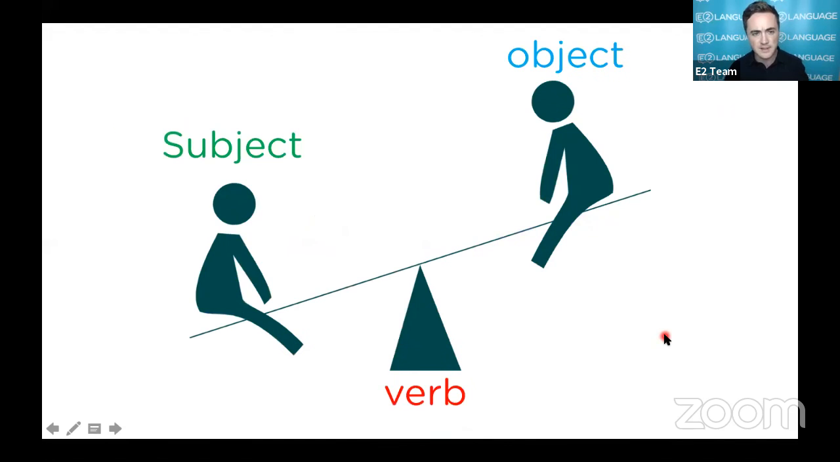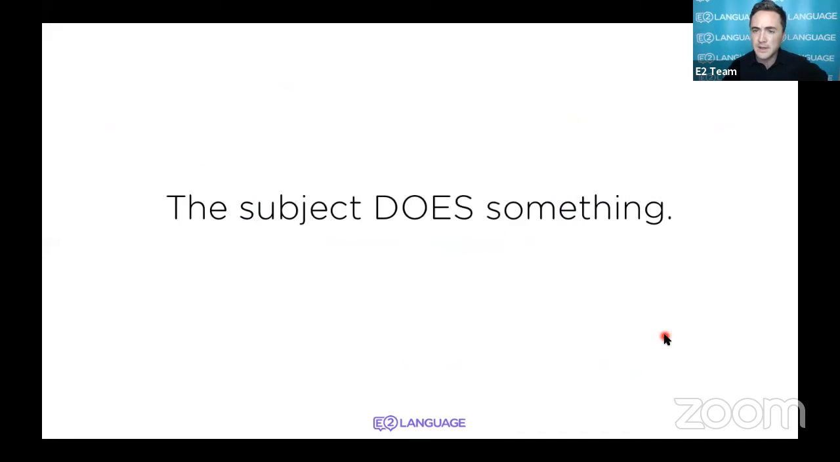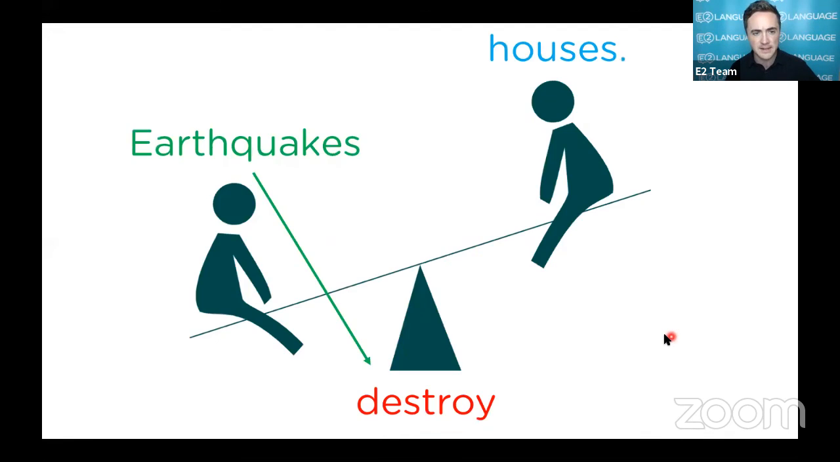So active sentences, well, we know this now. We know that subject, verb, object is the structure in English, right? And we know that the subject does something, okay? So the subject does something. For example, earthquakes destroy houses. Here's the subject, and it's doing something, and that doing is the verb, and the verb is destroy. Earthquakes destroy houses. There you go.